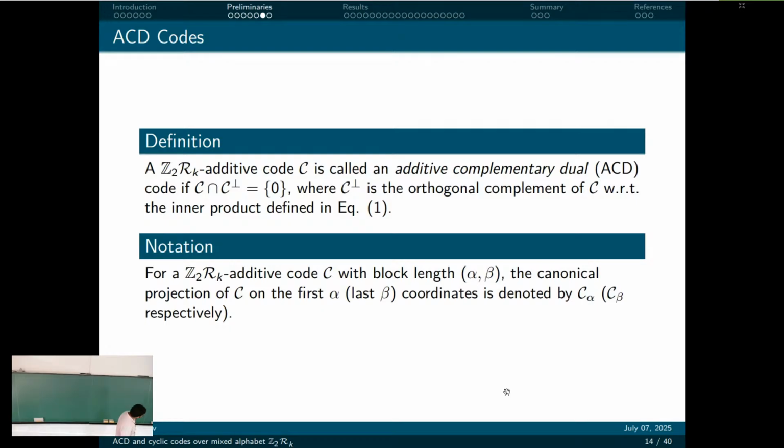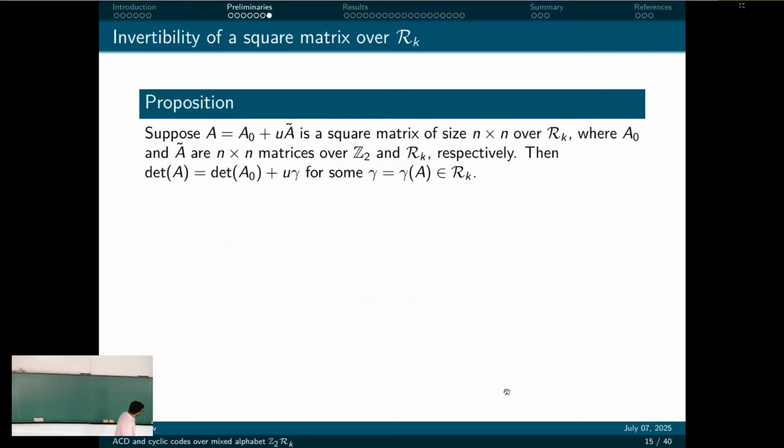So if we have a Z2R_k additive code C, then the projection on the first alpha coordinates is denoted by C_alpha, and this is a binary linear code. And the projection on the last beta coordinates is C_beta, which is an additive code over R_k.